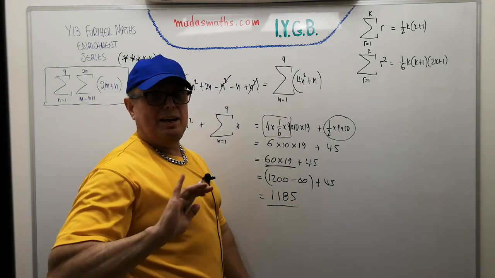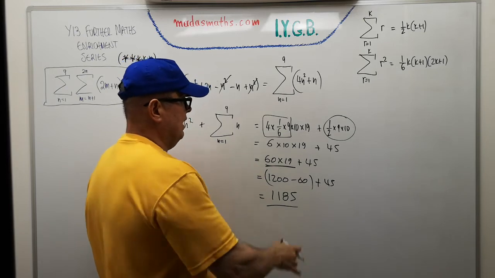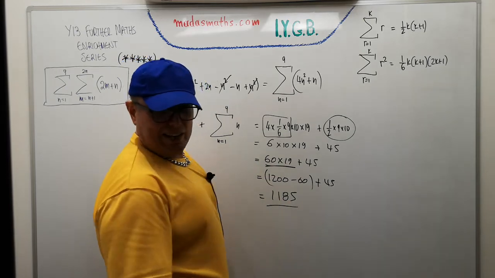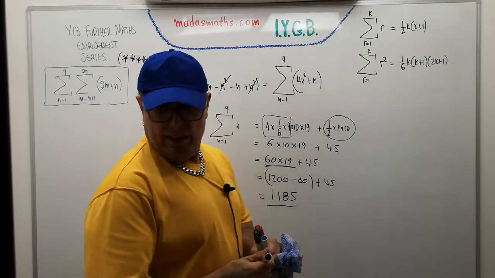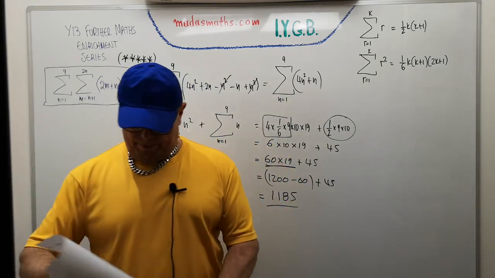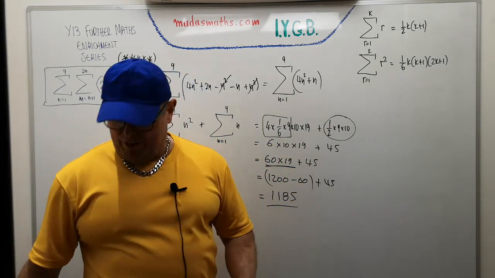If I made a mistake, please just put it into your calculator. But I think I actually have the answer. Where did I put it? Somewhere here. There you go. 1185 is the correct answer.